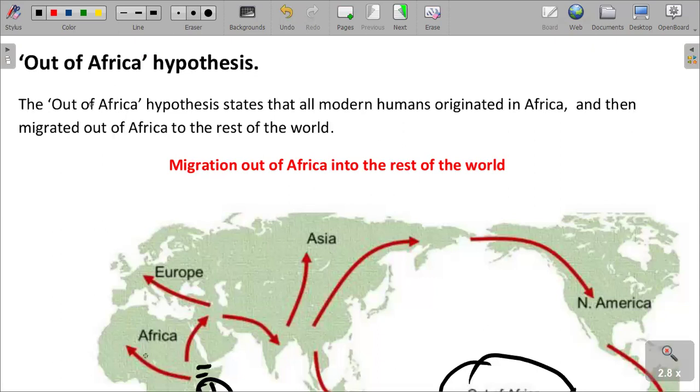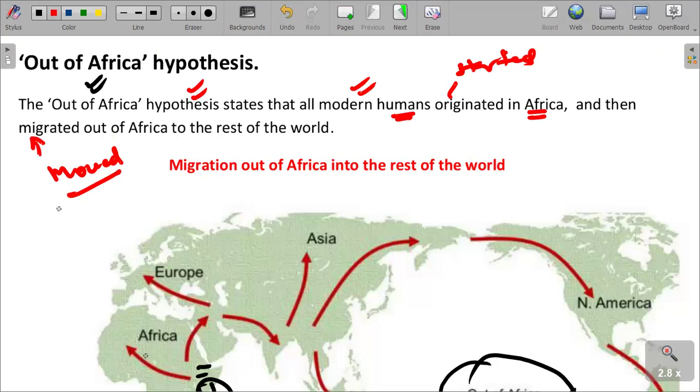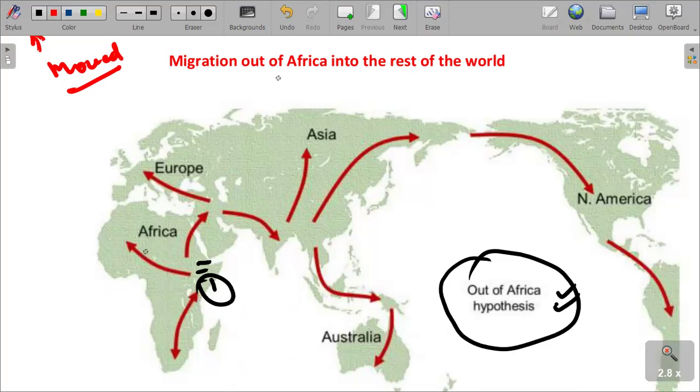Now what you need to understand is that out of Africa, meaning movement out of Africa, is a hypothesis which states that modern humans started in Africa and then migrated to the rest of the world. I have the world map here that explains the migration out of Africa into the rest of the world. I'm going to give you a quick narrative of this whole journey.